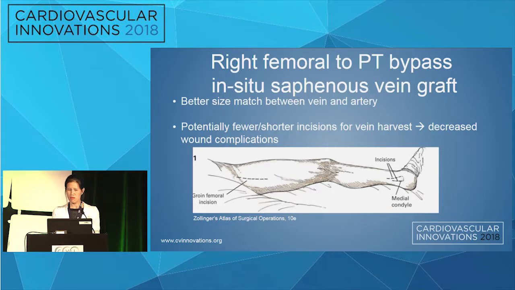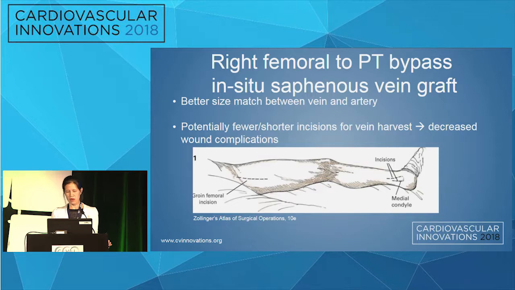Oftentimes you have a better size match between the vein and the artery when you do it in situ, non-reversed. But also there's a potential for fewer or shorter incisions with the vein harvest. Vein harvest for saphenous vein bypass can be associated with up to a 20 to 40% rate of wound complications. And especially when we're going to a distal target at the ankle, we can suffer a lot of complications from a very long vein harvest site.